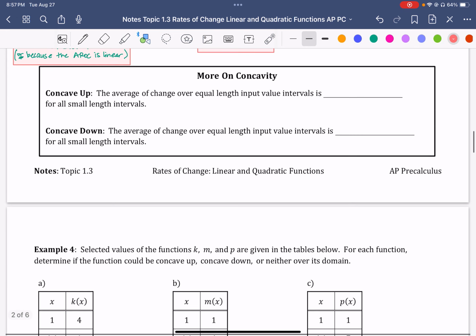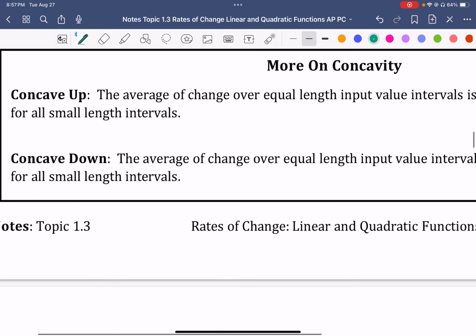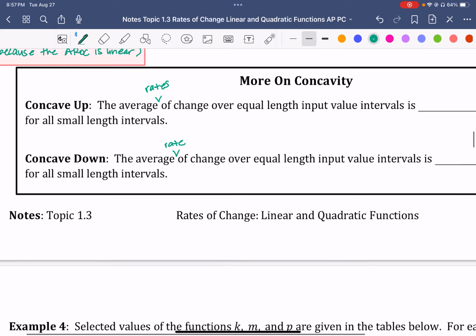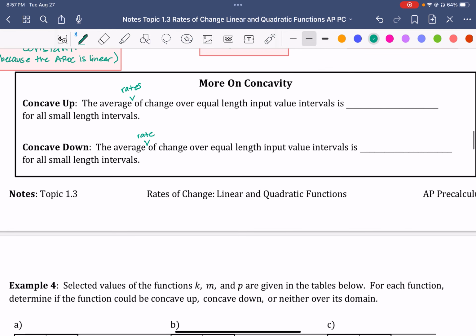Okay. Now we also touched on concavity a few lessons ago. There is a typo on here too. It's missing the word rates. So I want you to insert there. They should say in their rates, and then same thing for concave down. So it should say for concave up, the average rates of change over equal length input value intervals is increasing for all small length intervals. And for concave down, the average rate of change over equal length input value intervals is decreasing.